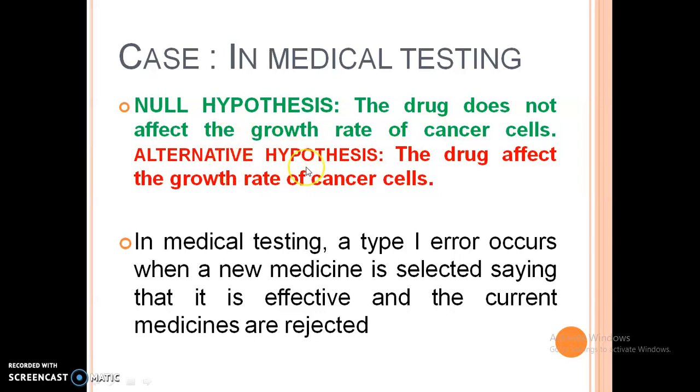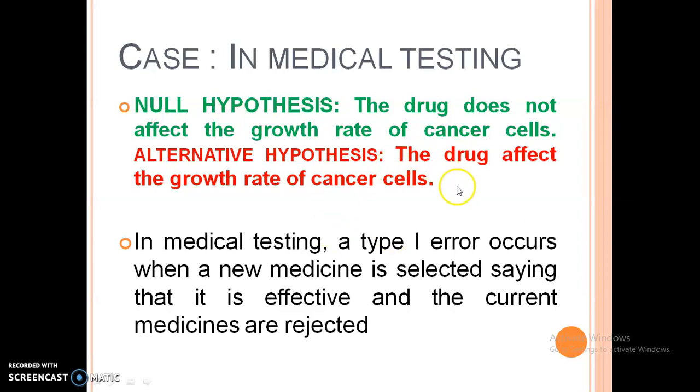Now the other one is the alternative hypothesis, and it says that the drug affects the growth rate of cancer cells. So the opposite of the null hypothesis says that the medicine or the drug which is being launched will definitely affect the growth rate of cancer cells. These are the two hypotheses which we are testing for a medicine to check whether it is right or effective or not, and should we launch it or should we reject that medicine.